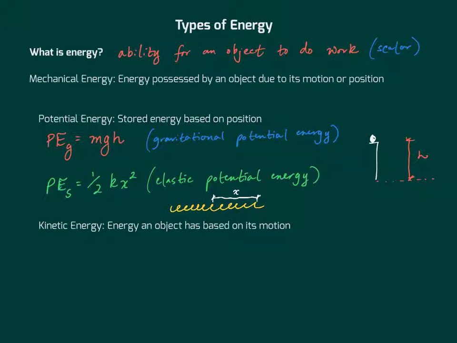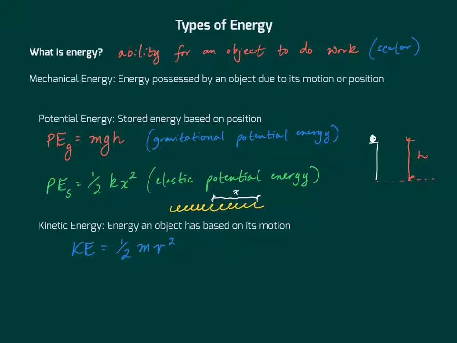Now, moving on from potential energy, we also have kinetic energy. This is the energy an object has based on its motion. So this is essentially motion energy. And we have an equation for kinetic energy as well. We say that KE is equal to 1/2 m v squared, m again being the mass of that object, and v being the velocity that that object has.